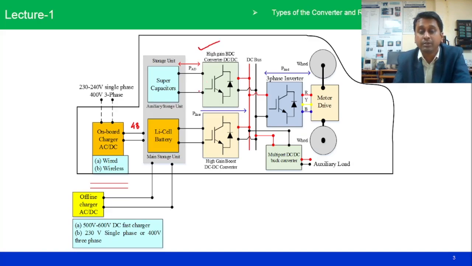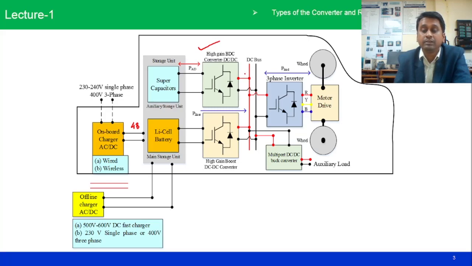Why bidirectional? Because the supercapacitor can give the momentary power requirement to the drive when it is accelerating. When there is a deceleration, then the stored energy can be directly fed to the supercapacitor, so there is no wastage of power. So for that we need a bidirectional DC to DC converter here.